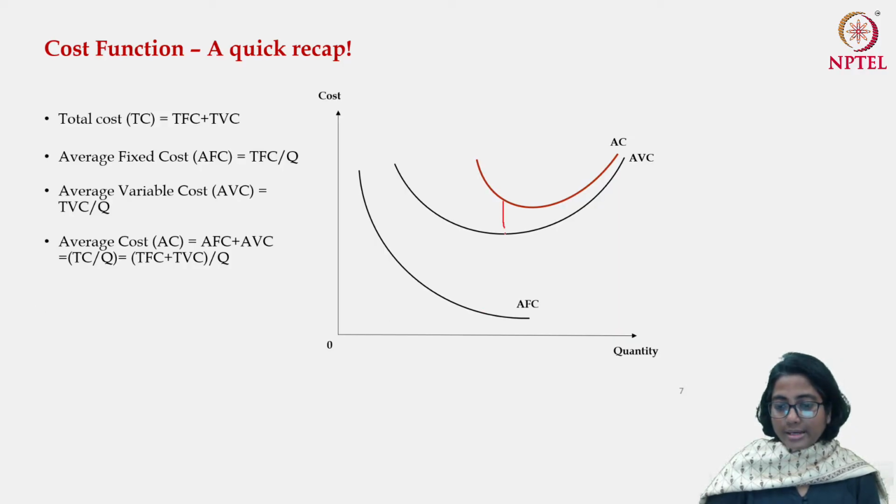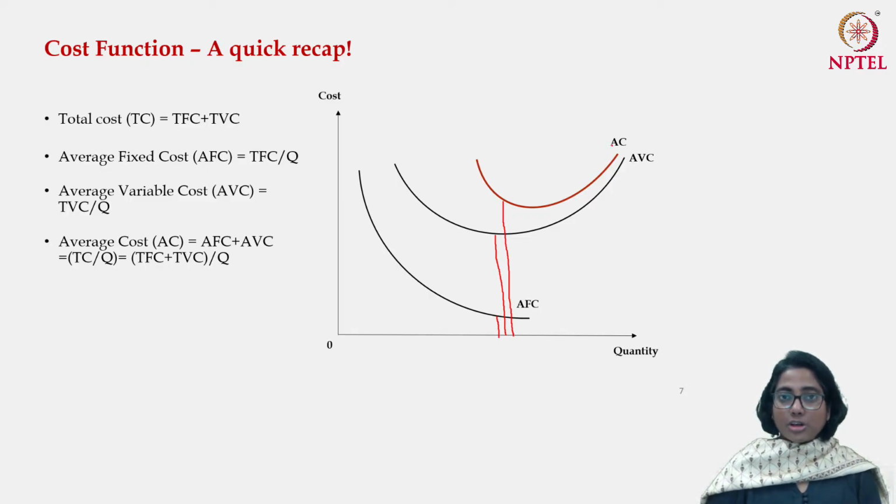In order to get this line, I am adding this part, which is my average variable cost, with this part, which is my average fixed cost. So this difference by construction should be equivalent to this difference.